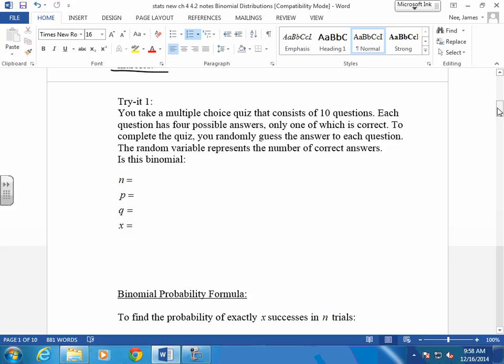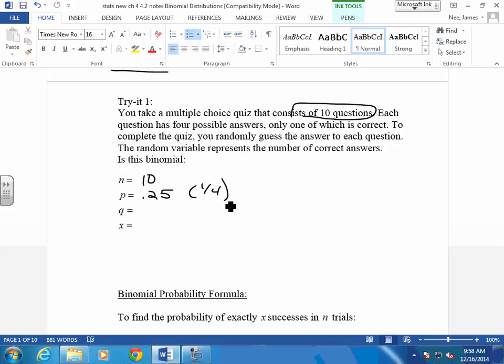So what is n in this case? 10. There are 10 questions. What is p? 0.25. Everybody get 0.25 or 1 out of 4? You have 4 possible answers. Only 1 is correct. 1 out of 4. So what is q? 0.75 or 3/4, either way. And what is x?